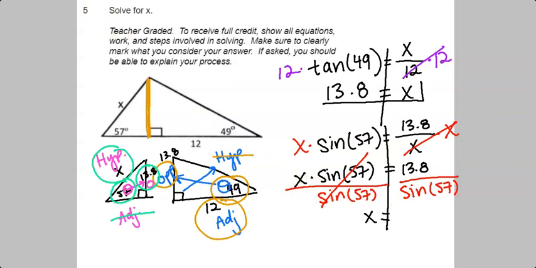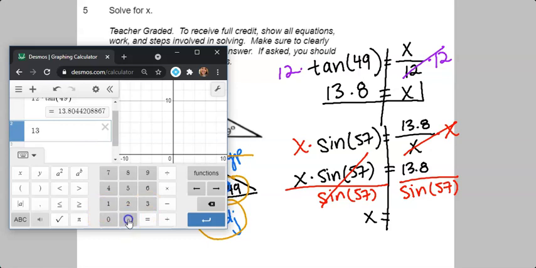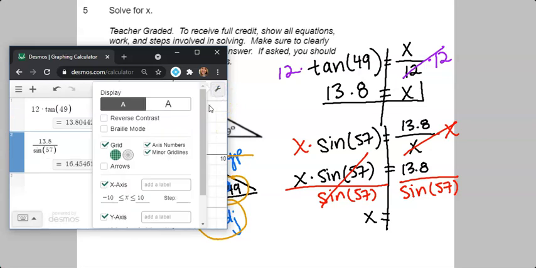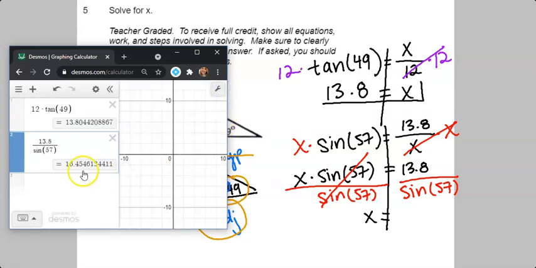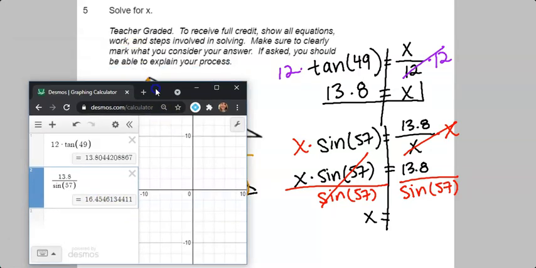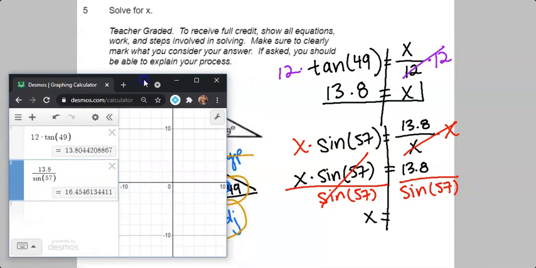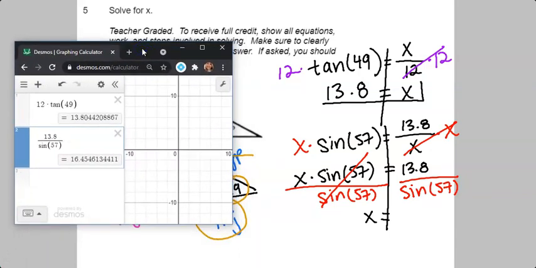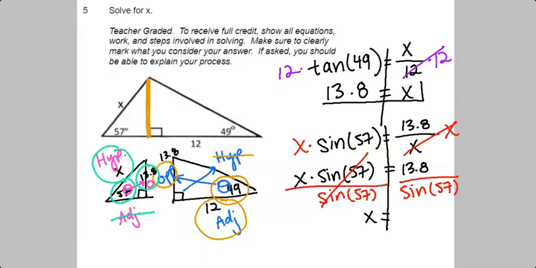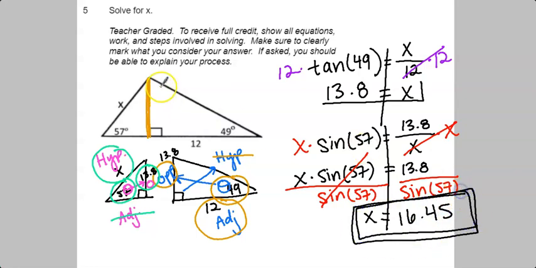So let's get Desmos. All right, 13.8 divided by sine of 57. And again, make sure that you're in degree mode, which we are. And so we get that x is about 16.45. Let's see if it asks us to round anything. It did not say anything specific about rounding, so I'm just going to write 16.45. And this should be your final answer because this solves for the x of this small triangle.